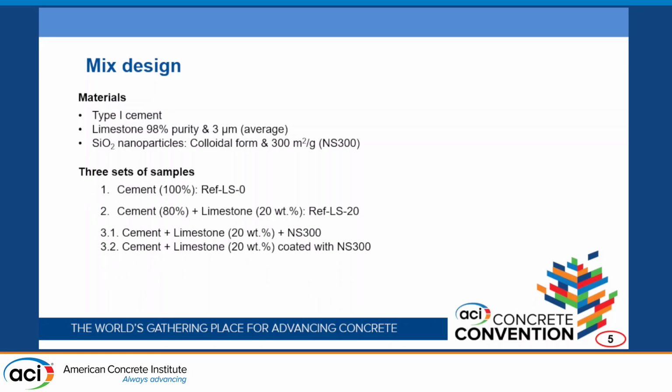The control sample is the cement with 100% Portland cement. The other one is where we just replaced cement by 20% limestone. And we have 2 other cases that contain nanosilica: in one case we coated nanosilica on the surface of the limestone powder, and in the other case we just added the nanosilica particles during mixing, separately adding limestone and nanosilica.